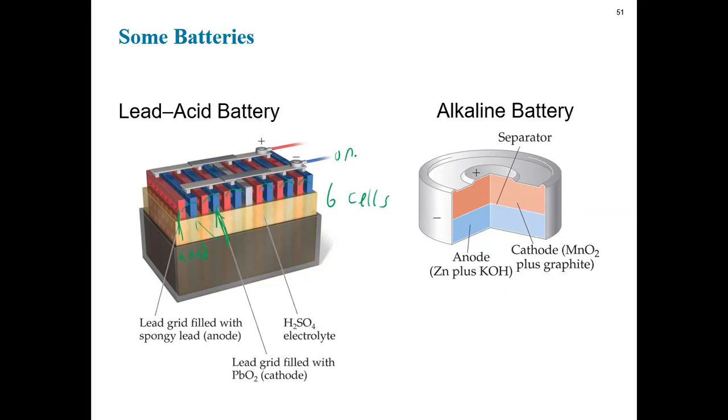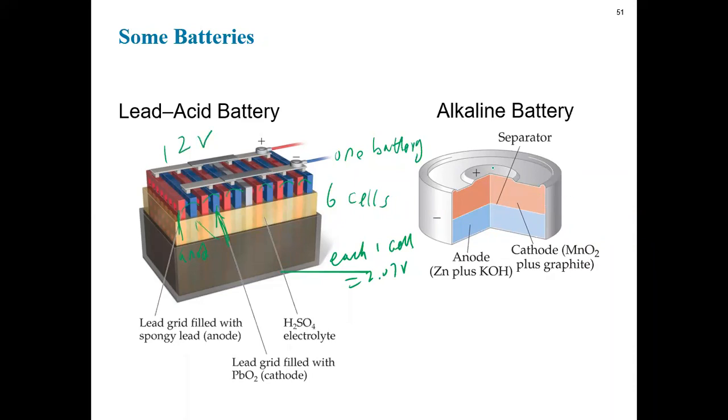So one car battery has 6 cells. Each cell equals 2 point some volts. So obviously altogether you get about 12 volts.